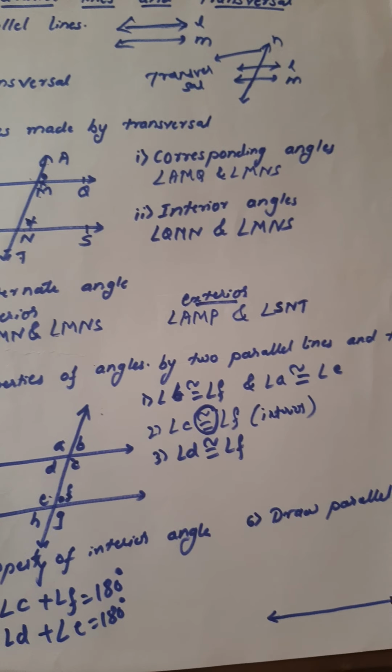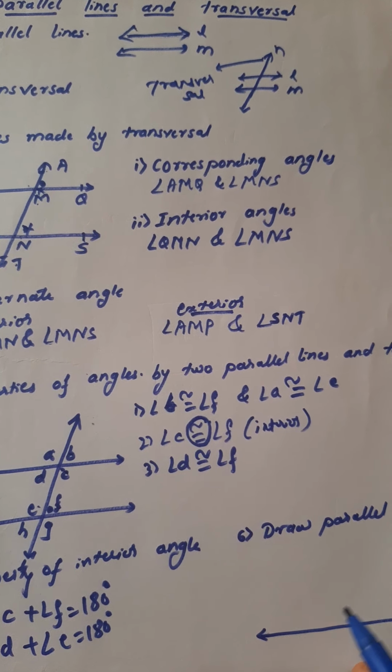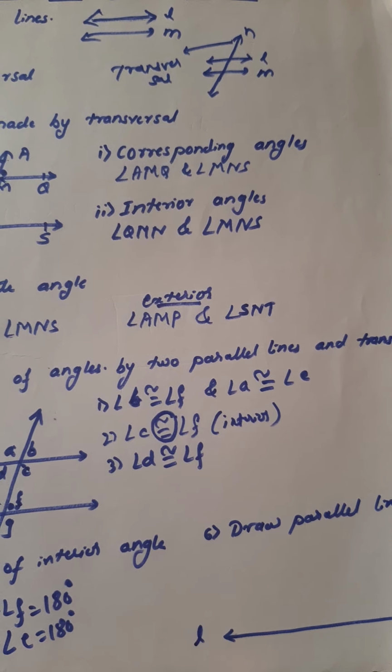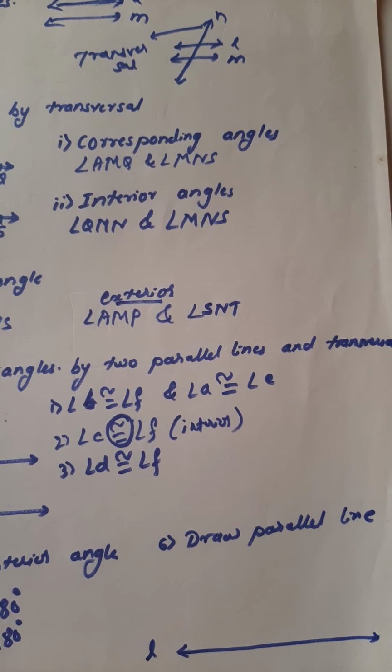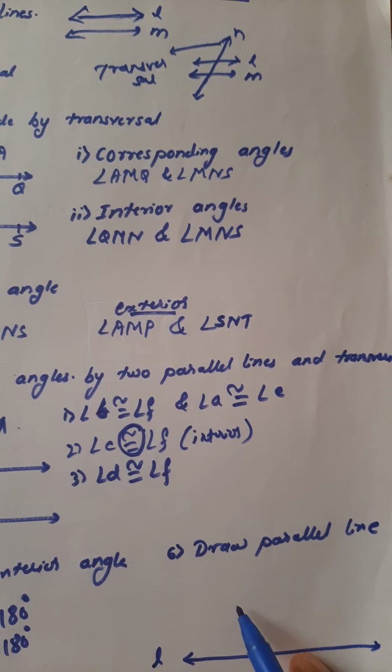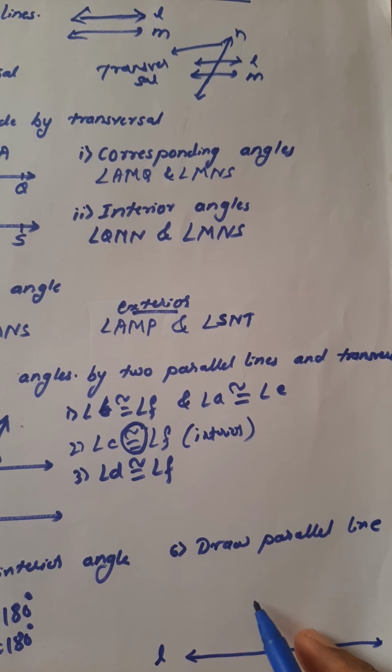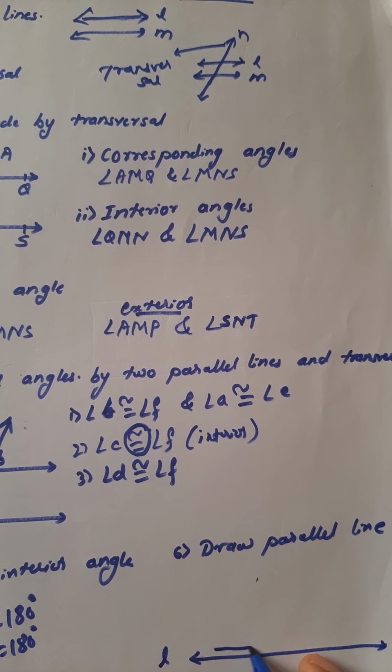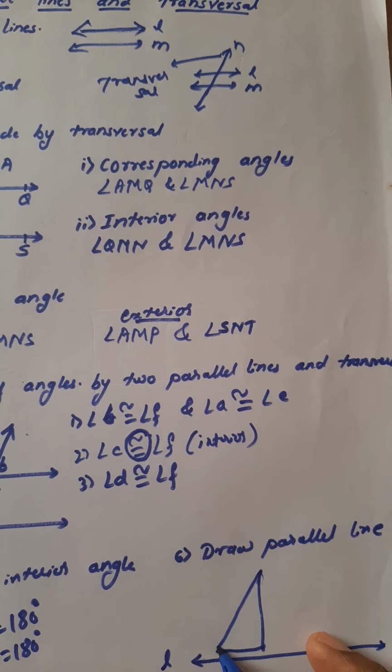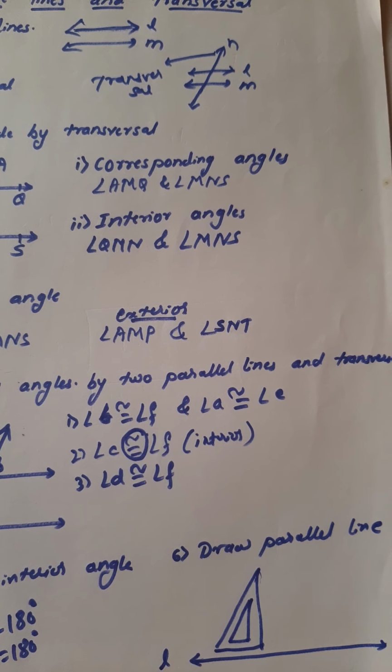In this lesson, you have seen how to draw a parallel line. I have drawn this line L here, with the help of a set square. Set square means what? I will draw here a set square, which is triangular in shape. This is called a set square.